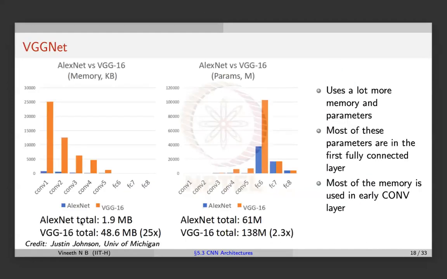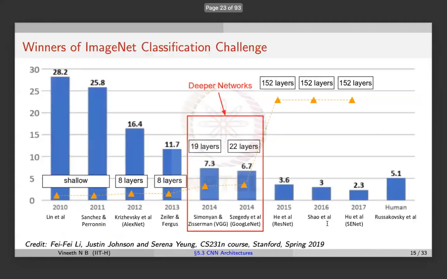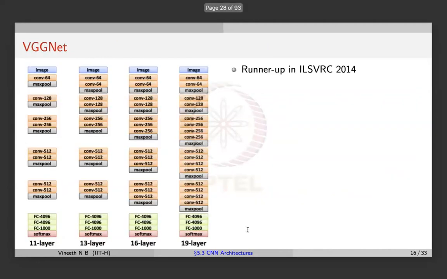Okay, so this was VGGNet, all about it, and now we'll move to the next one. This was the runner-up in 2014. So we'll now move to the next winner, that is GoogLeNet. This was the winner with 22 layers, and it was proposed by a team from Google. So we'll see GoogLeNet now.